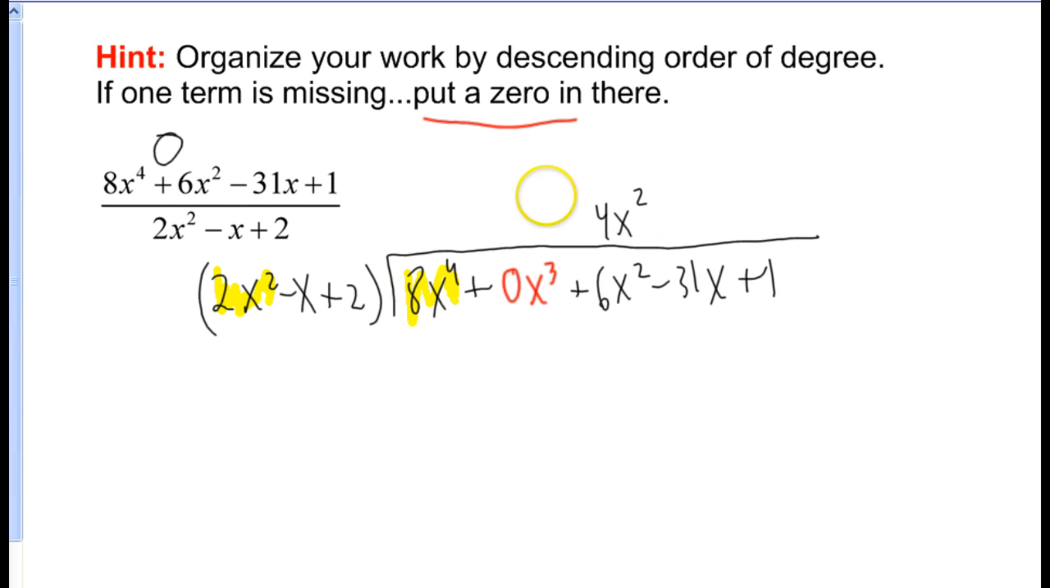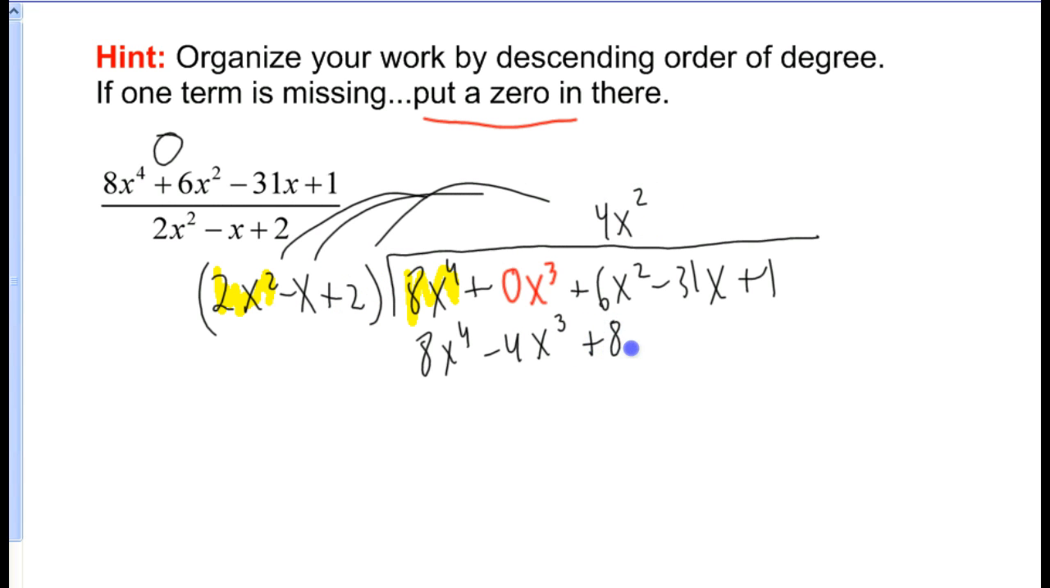I'm going to go ahead and multiply this out. So we multiply that by all 3 terms there. So you get 8x to the 4th, no surprise, minus 4x squared. That's x cubed. Negative x times 4x squared is x cubed. That makes sense. And then plus 8x squared. So we're going to subtract each one of those terms. Subtract, subtract, subtract. And this goes away. We get 4x cubed minus 2x squared minus 31x.